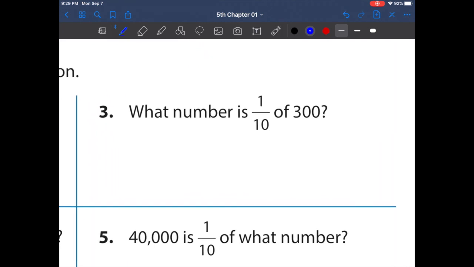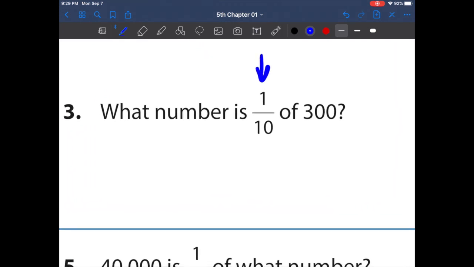Let's try another one. Number 3. All right, this time we are going to get smaller. When we divide, when we use fractions, we get smaller. So let's see. What number is 1/10 of 300? That means we want to go back. So what number is 1/10 of 300? That would be 30.